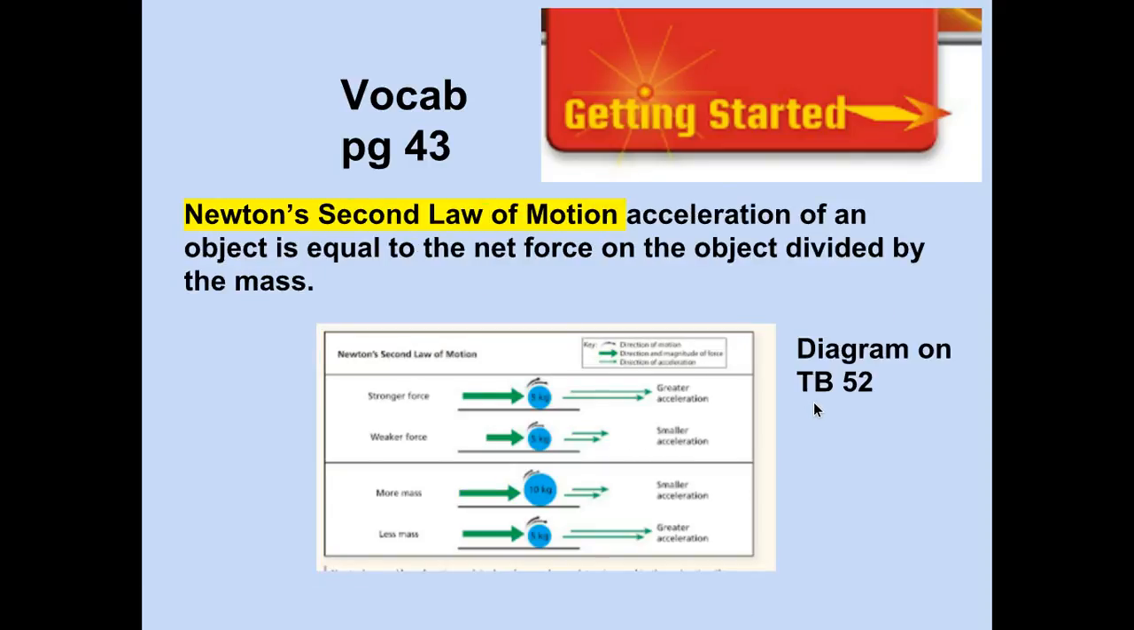Newton's second law of motion is acceleration of an object is equal to the net force on the object divided by the mass. So this diagram is on textbook page 52. What you have here is a strong force on the same size object is going to cause greater acceleration. Those arrows show acceleration. A weaker force will show weaker acceleration. So stronger force, more acceleration. Weaker force, weaker acceleration.